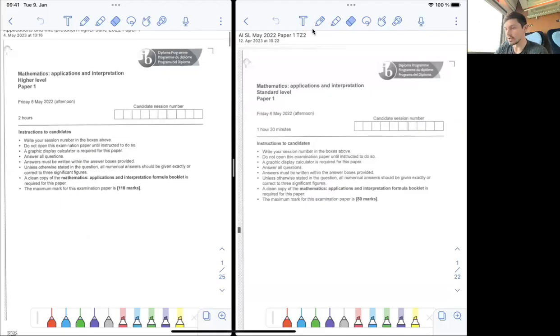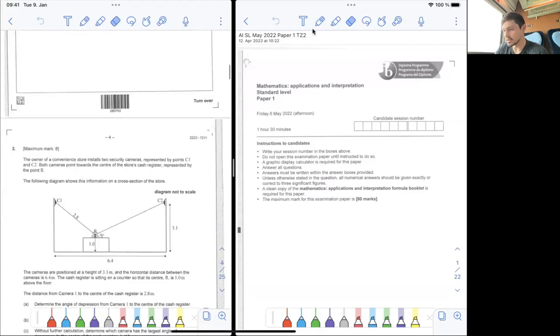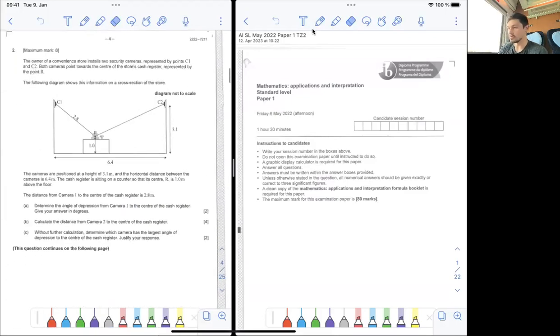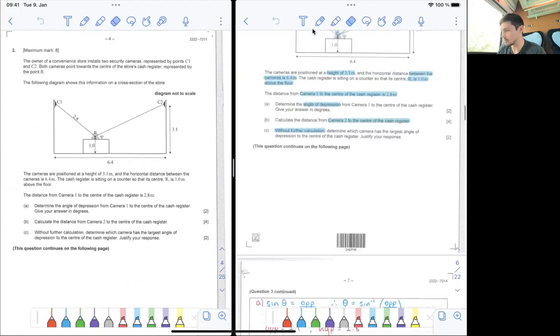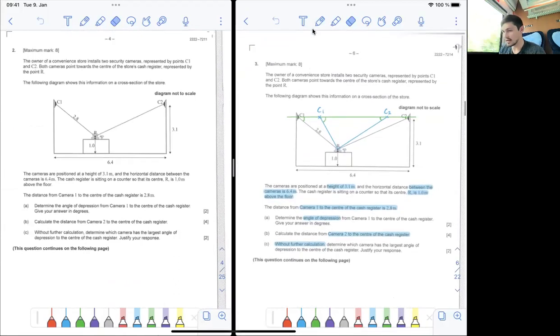Question 2 for the AI-HL exam is here, which is identical to question 3 from the AI-SL exam, which is here. And so the following recording is my answer to question 3 from the AI-SL exam.